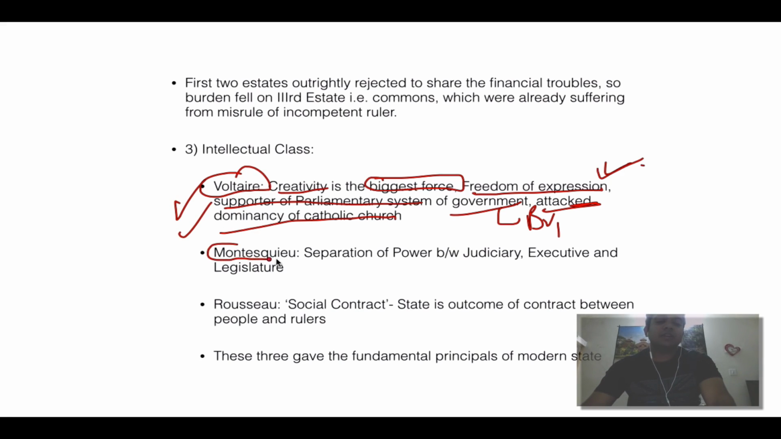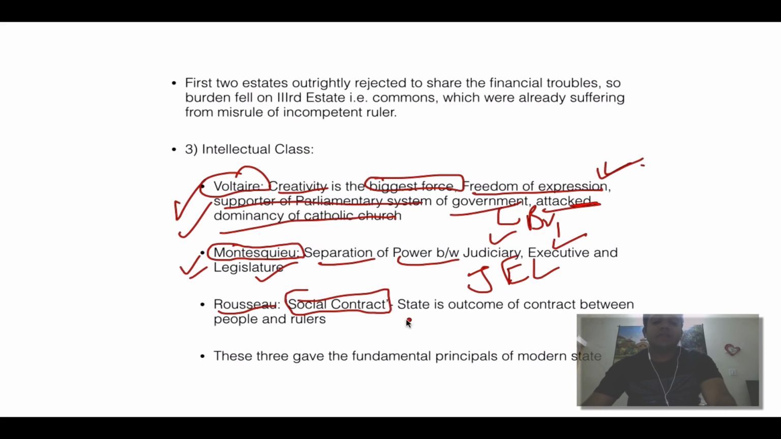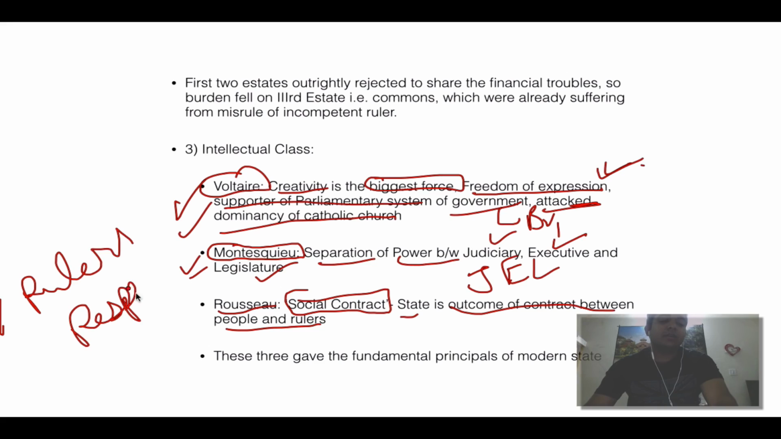Similarly, there was Montesquieu. The single most important contribution of Montesquieu was separation of powers between the judiciary, executive, and legislature. Still the fundamental principles. And Rousseau wrote a book called Social Contract, in which he said that the state is the outcome of a contract between people and rulers. So rulers have to respect what people are demanding.